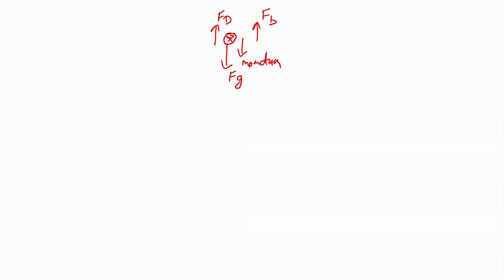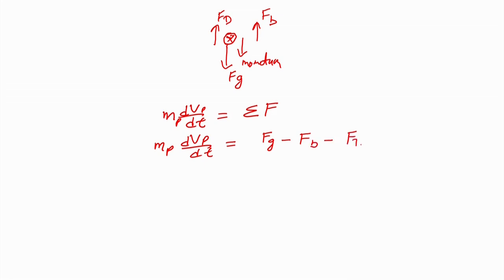So, if I write the rate of change of momentum, that is nothing but m dv upon dt, for the particle, equal to the summation of the forces. Now, what will be the forces acting? This will be mp dvp upon dt, and the summation of forces will be equal to Fg, taking downward as positive and upward as negative, minus Fb minus Fd. So, this is the force acting on the body, and this is equal to the rate of change of momentum, m dv upon dt.